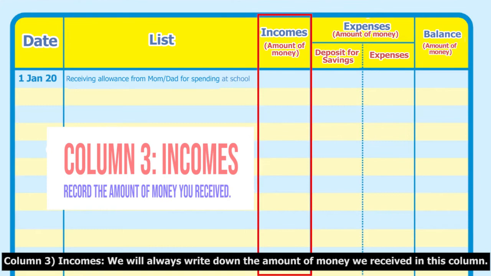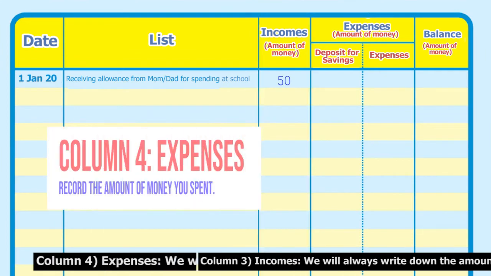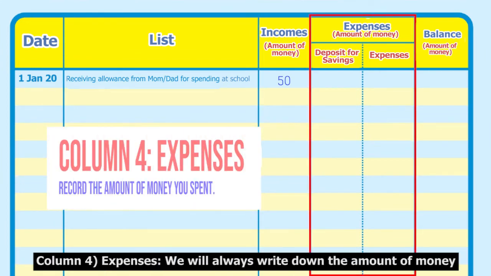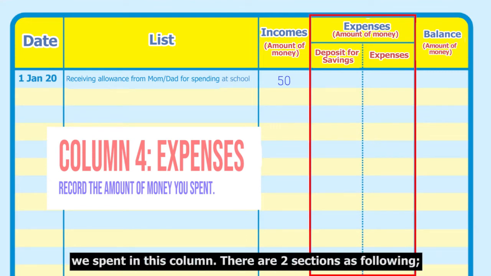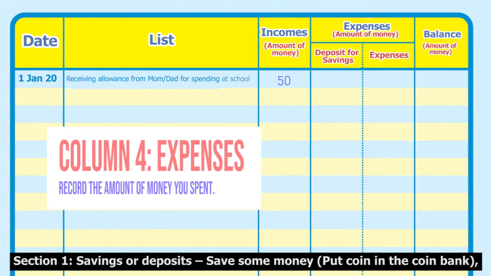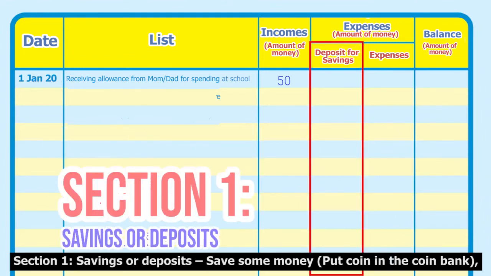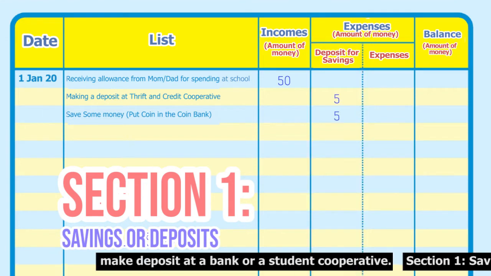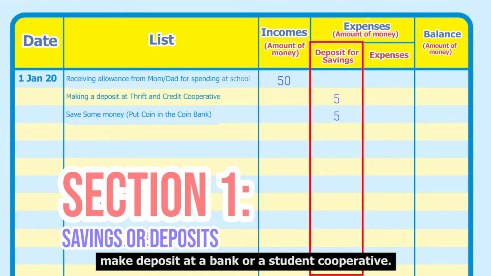Column 3, Incomes. We will always write down the amount of money we received in this column. Column 4, Expenses. We will always write down the amount of money we spent in this column. There are 2 sections as follows. Section 1, Savings or deposits. Save some money or put a coin in the coin bank. Make a deposit at the bank or a student cooperative.